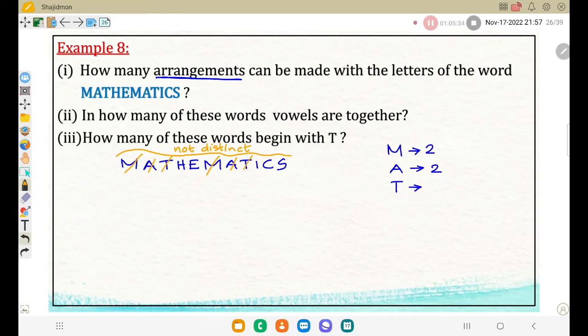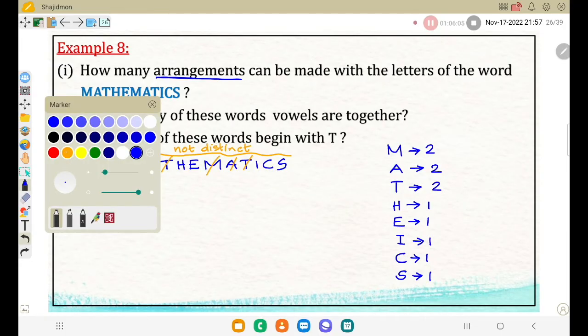Here 1, here 2. So the letter T comes 2 times. Now the letter H only 1 time. Correct? E also only 1 time. And I also only 1 time. C also 1 time. S also 1 time. Correct? All other letters 1: H1, E1, I1, C1 and S1.